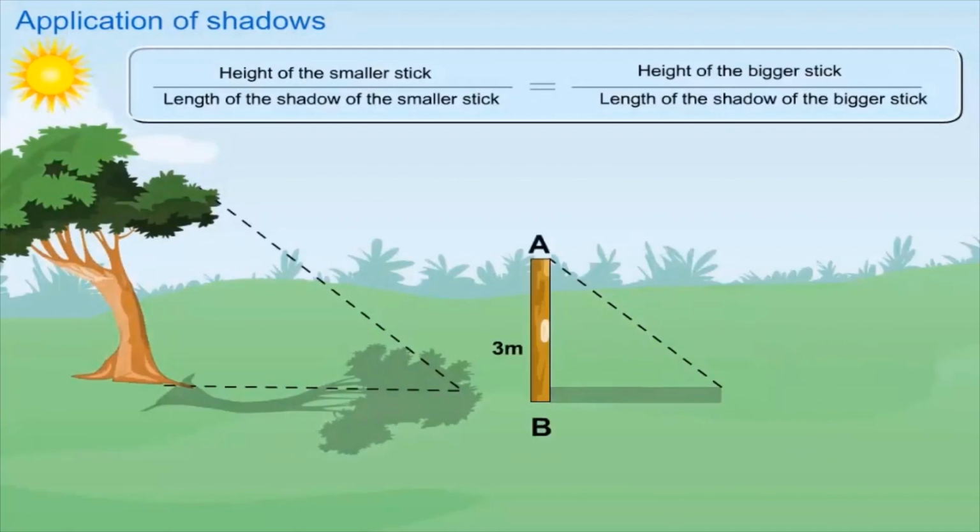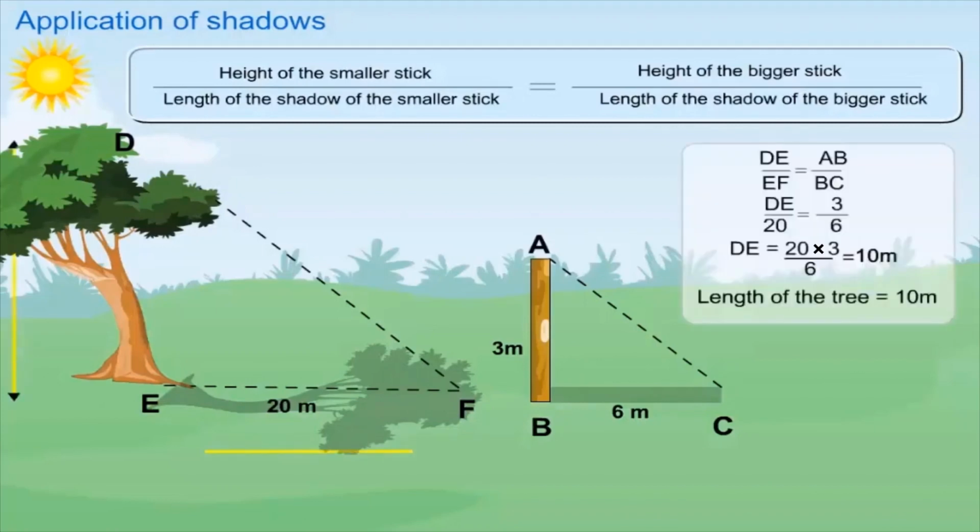Place a stick AB of known length in front of the tree DE. Measure the length of its shadow. Let it be BC. Quickly measure the length of the shadow of the tree. Let it be EF. Now calculate the length of the tree using the relation DE by EF is equal to AB by BC. From the values shown in the visual, the length of the tree can be calculated.